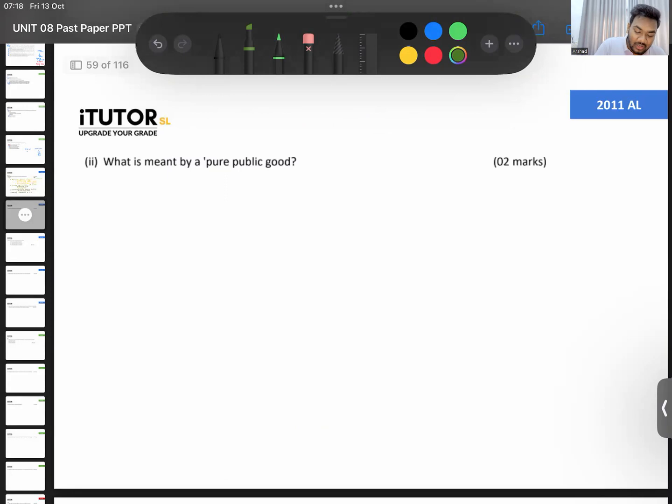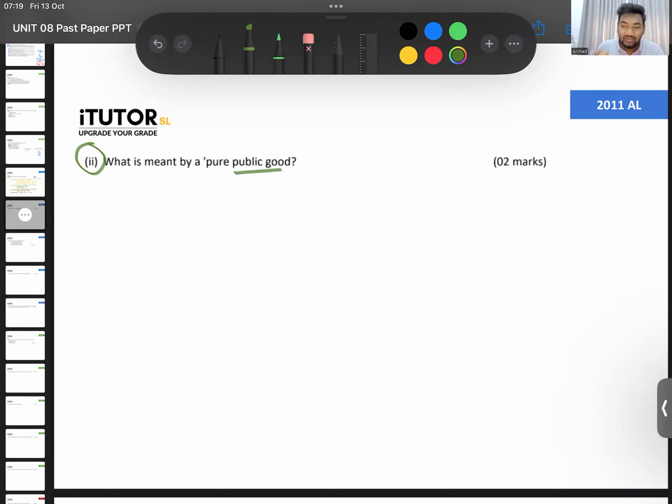Very easy one, no? What is meant by a pure public good? So when you all are explaining this, what should we do? When you're explaining a pure public good or anything, public good, private good, common property resources, even let's say quasi-public goods, you have to highlight the characteristics and explain. That's how you define. So what is a pure public good case? You can start off your answer. Now it's only a 2-mark question.